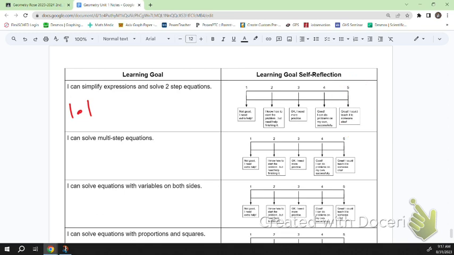And I want you to read each of these learning goals because this is what's going to be on your test next Wednesday. Reflection right now. You're doing that. Reflection.